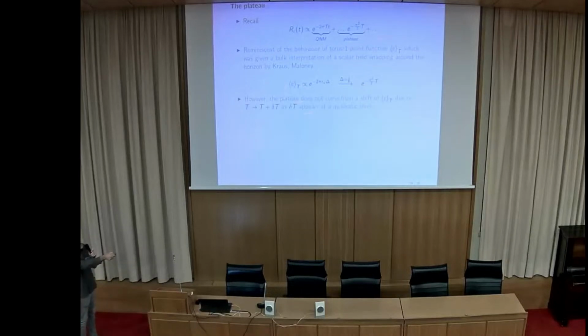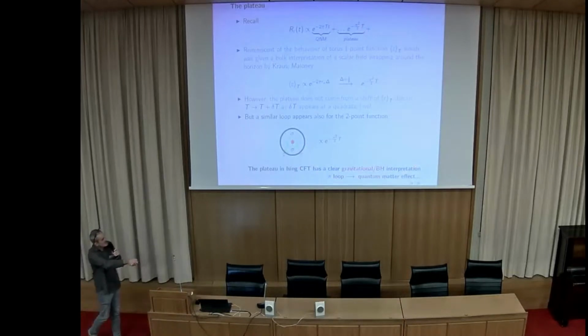Sorry, the one-point function gives this contribution, but for a two-point function, a very similar structure appears from this Wilson line network because one has trivalent vertices and fusion rules. Computing the contribution of Wilson lines which surround the singularity, one recovers e^(-S/2) times pi squared over 2 times T. So here we see that this plateau is also very natural from this gravitational black hole interpretation, and it's like a quantum matter effect because it involves a sigma loop.